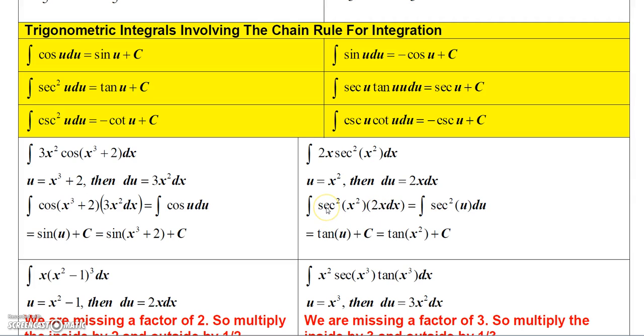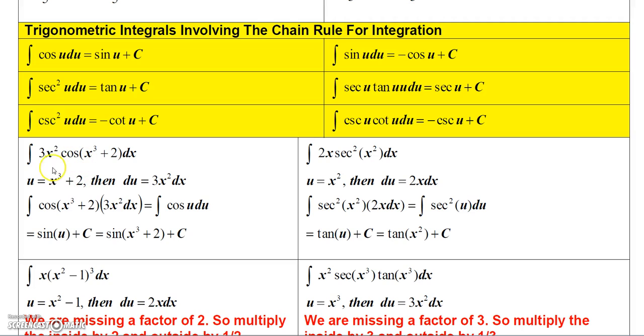So now I have secant squared u du, and guess what? I have a formula for that. If you integrate secant squared u du, it's just tangent u plus a constant. So now that I've figured that out, I can integrate this and make it tangent u. So that would be tangent u plus a constant, and then just replace u with x squared, and you got your answer. Tangent of x squared plus a constant is our answer.